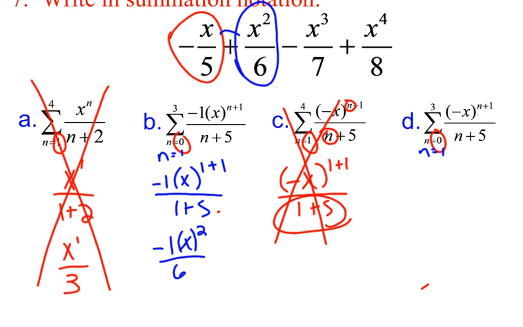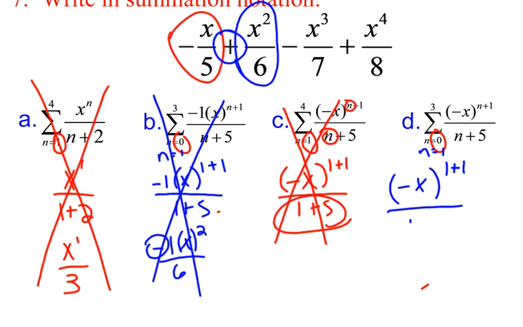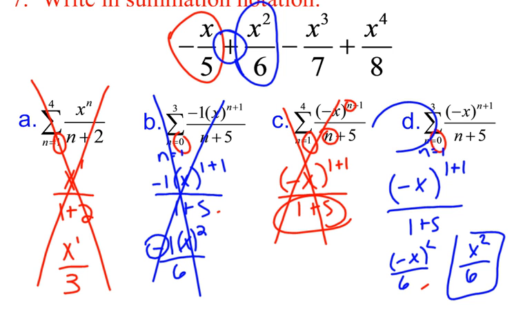Now this one says a positive, and I have a negative here, and no matter what I do, this is going to be negative, so I think this one's out. Let's check D, though, to make sure it works. This would be negative x to the 1 plus 1 over 1 plus 5. Negative x squared over 6 is x squared, right? Negative x times negative x would be positive x squared. So this checks, so D is my answer. So you'll be working backwards on all of those. And hopefully that makes sense to you. Make sure if you're doing your accelerated math and you have questions on that, you let me know.